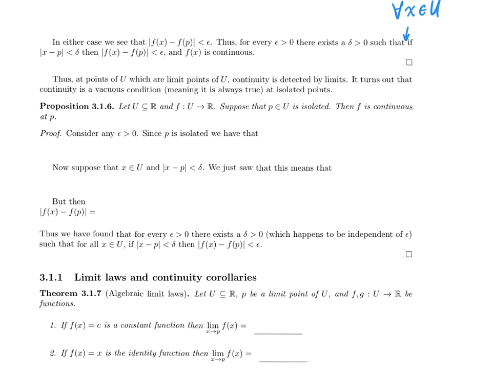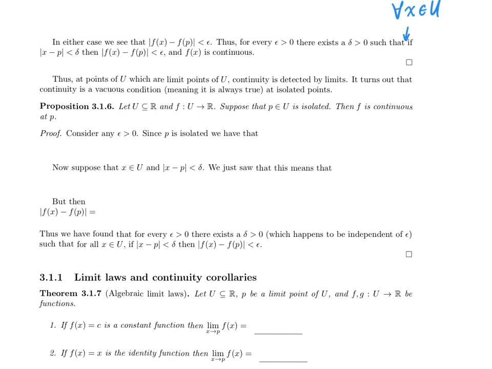So what does continuity say? Continuity says when you take an input that's close to p, you should get an output that's close to f of p. Well, but the only input close to an isolated point is that input itself. So that means the only x that we need to check is x equals p, and yeah, f of p is close to f of p. That's all. So let's do this. So let's consider any epsilon bigger than 0.